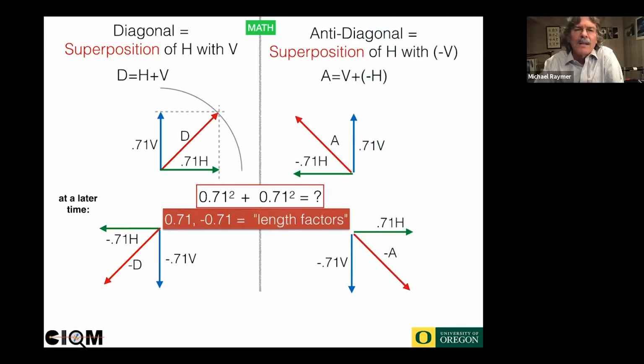Now here's another case, anti-diagonal, where we keep the vertical length factor positive 0.71, but we just flip the phase of the horizontal, and we make that minus 0.71, and now it's going to oscillate between A and minus A in time.